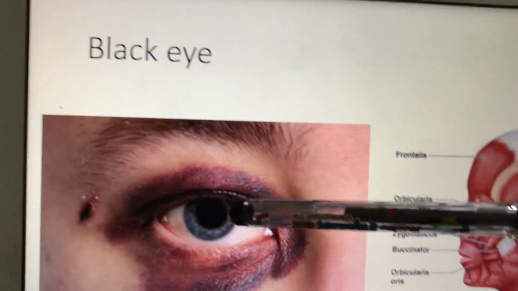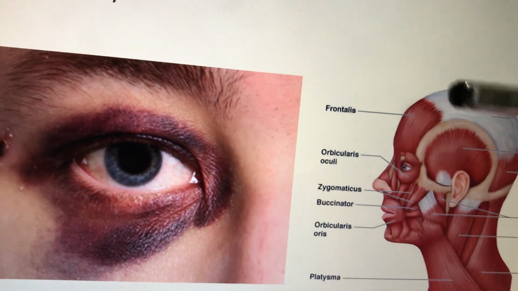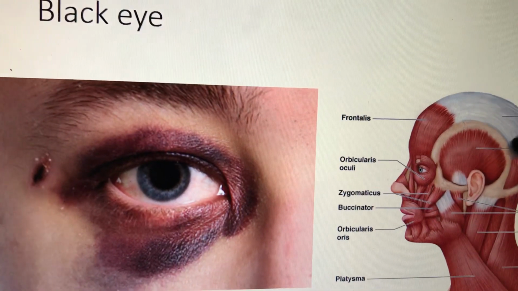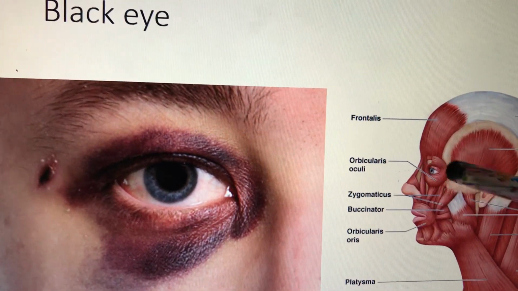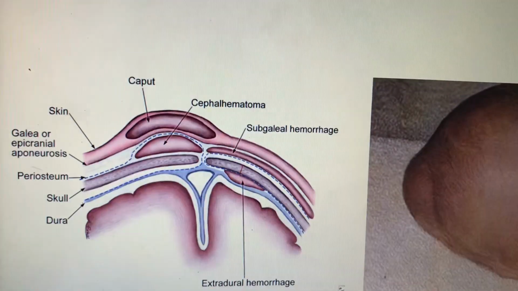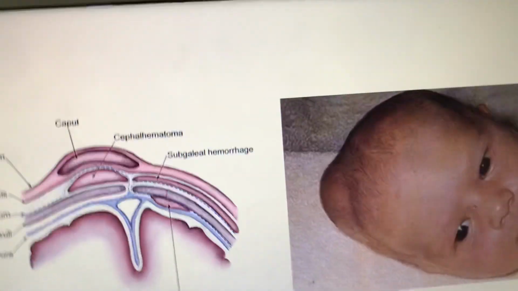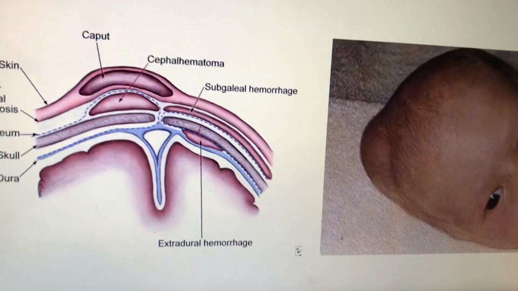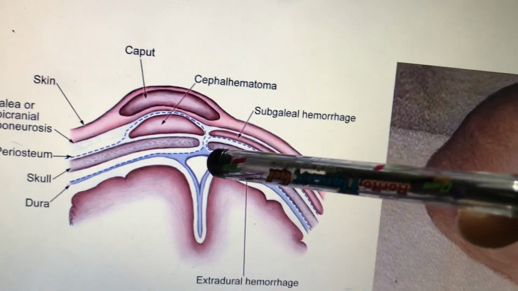So this is called black eye because of the non-bony attachment of the frontalis muscle, because beneath that only the blood leaks and it is collected around the eye. And then the next one is the cephalhematoma. The difference between the cephalhematoma and the caput. Caput and cephalhematoma, how to differentiate?